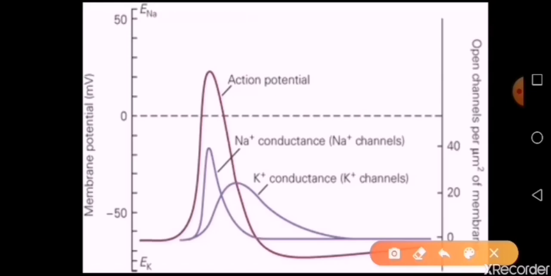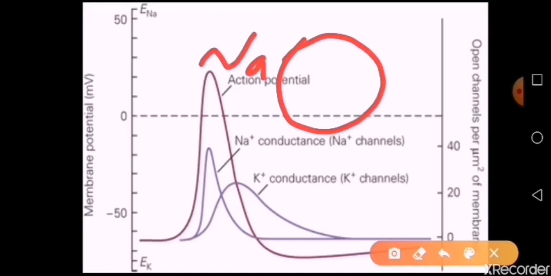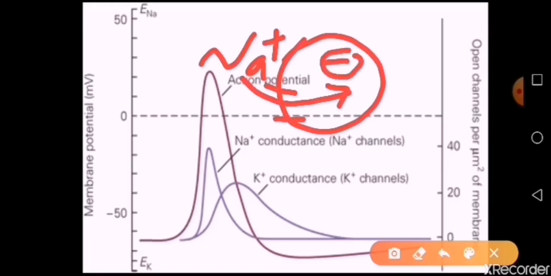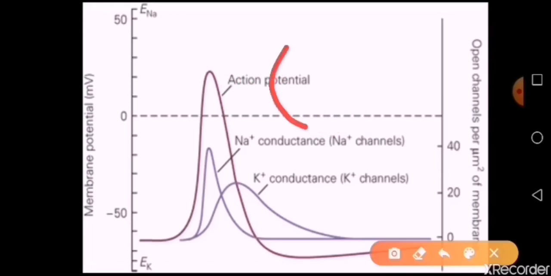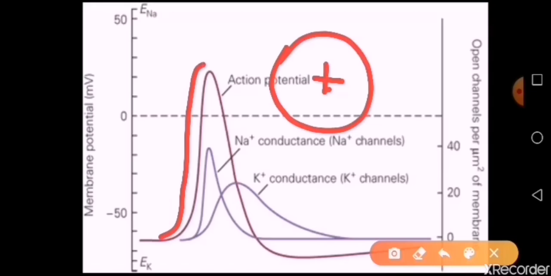Next, the NA plus goes in because of the electrical gradient after opening of NA plus channels. The negative charge that is inside leads to the entry of NA plus. It attracts the NA plus ions to the inside of the fiber, so that the entry of NA plus ions leads to the increase of the positive charge inside. The negative charge that was inside high before the entry of NA plus becomes positive by the NA plus ions, and this will make the membrane potential increase from a negative value till a positive value.